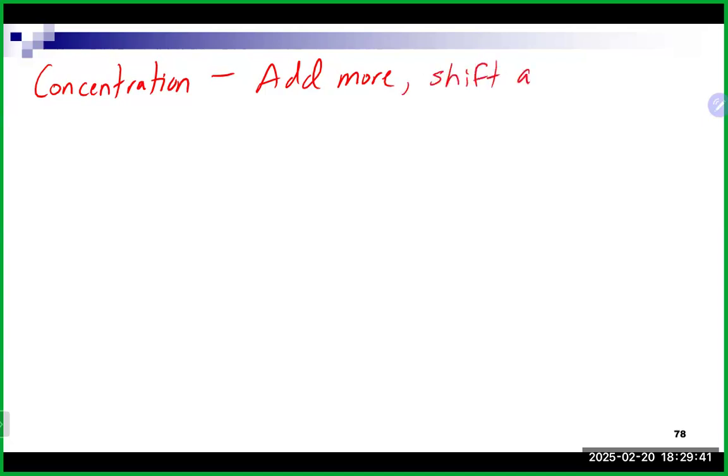So really, in the case of concentration, there's kind of only two things that you can do. You could either add more, and that means when you add more concentration, be it a reactant, be it a product, it will always cause the equilibrium to shift away from the side you added it to.